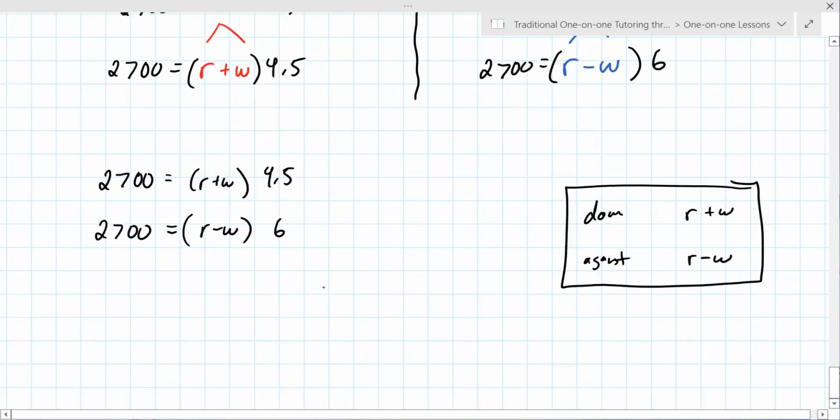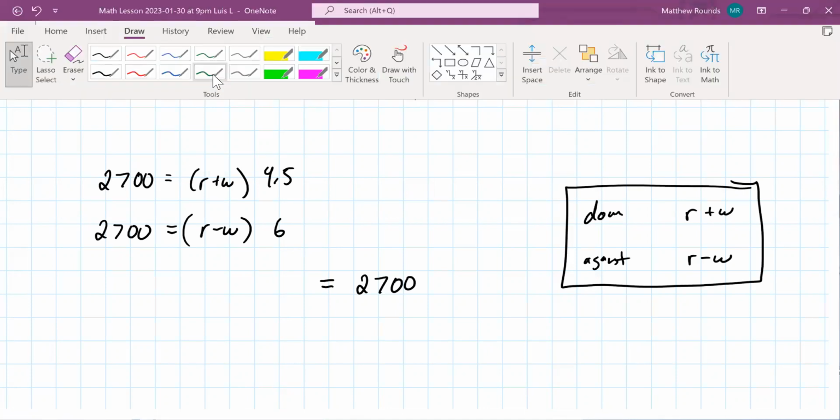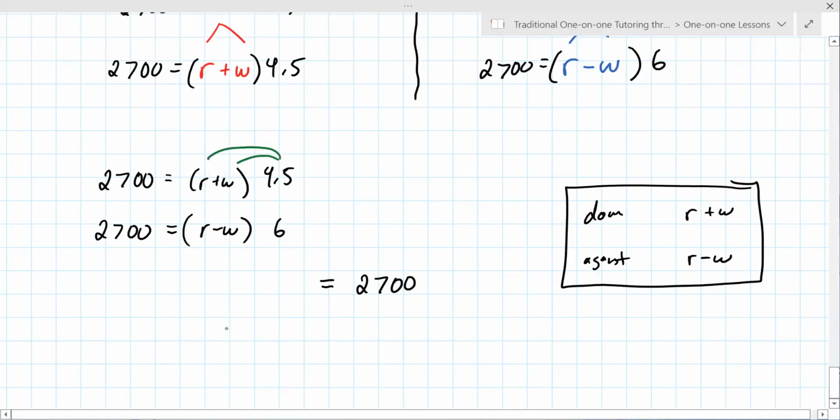So we're going to fix that. We're going to take that first equation and put the 2,700 over here. This is for the first one. And then that 4.5 distributes into both. So that's 4.5R plus 4.5W. And that's your first equation.